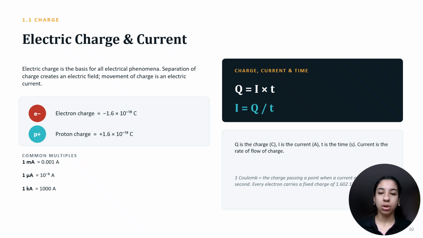So we know that, so what is it? Q is a charge, right? And the unit of the charge is coulombs. Current, the unit is amperes or amp. And for time, it's always going to be seconds.